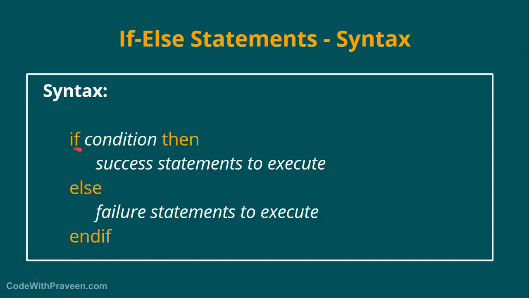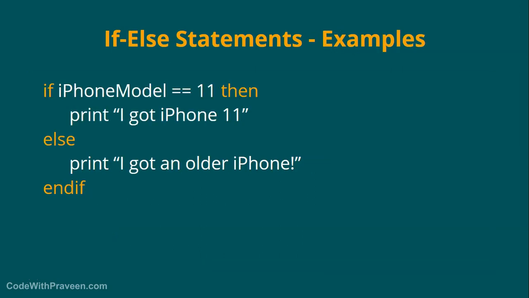So we say that if this condition succeeds, then these statements, else, we have a keyword, then this set of statements. And finally, we end with end if. Irrespective of whether this statement executes or this executes, once it's over, the program will continue with any statements below this end if keyword. Let us go back to our iPhone model sample program.